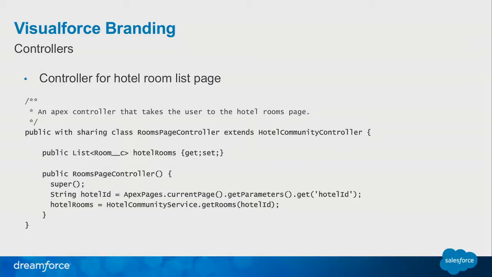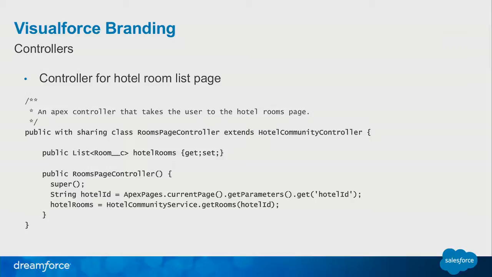For the hotel room list that we're going to implement, we also have a controller that extends the base, and this basically just gets a list of hotel rooms from our service. In this case, we're going to pass the hotel ID that we established when we logged in and use that to fetch our rooms.